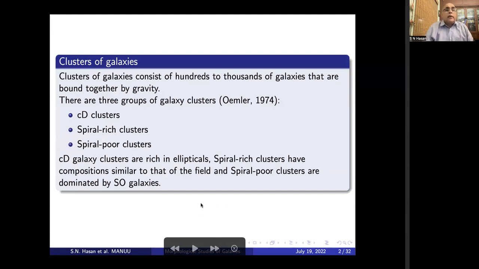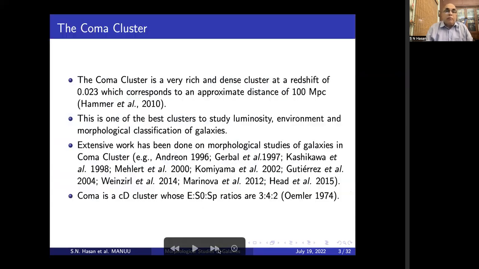Clusters of galaxies consist of hundreds to thousands of galaxies that are bound together by gravity. There are three groups of galaxy clusters: CD clusters, spiral rich clusters, and spiral poor clusters. CD galaxy clusters are rich in ellipticals. Spiral rich clusters have a composition similar to that of the field, and spiral poor clusters are dominated by lenticular galaxies.